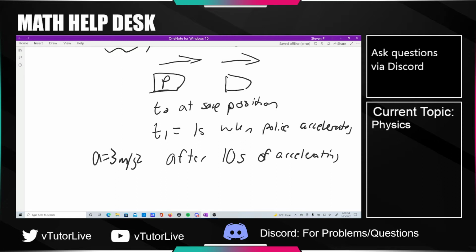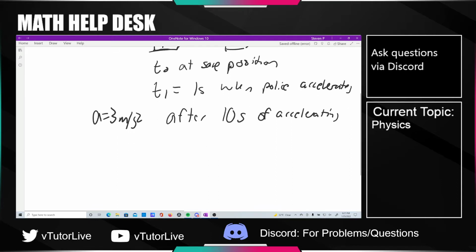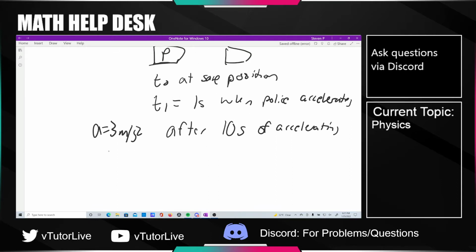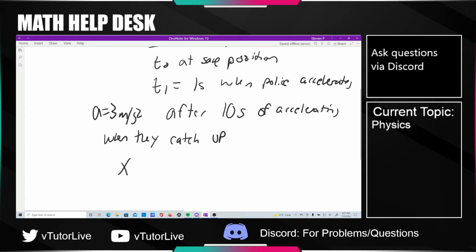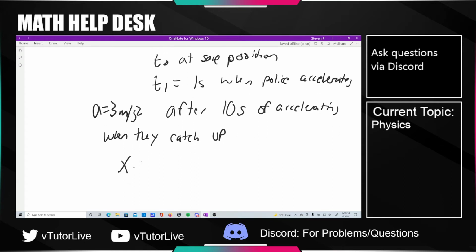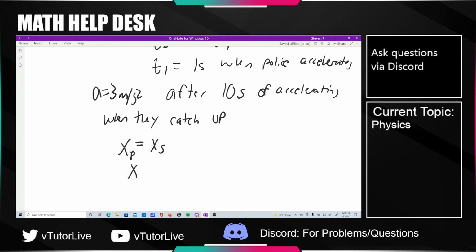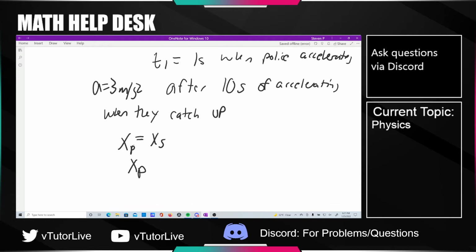So the condition is that at the very end, they both have the same x position, right? So when they catch up, x of the police car is going to be equal to x of the speeder. Yeah? And we basically just got to figure out two ways to... I'm trying to think of all the unknowns that we have right now.